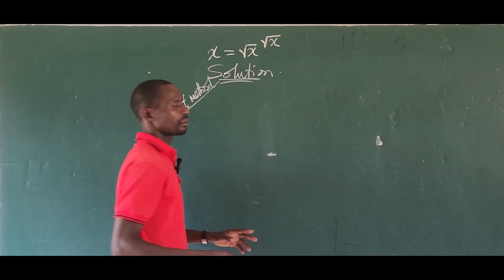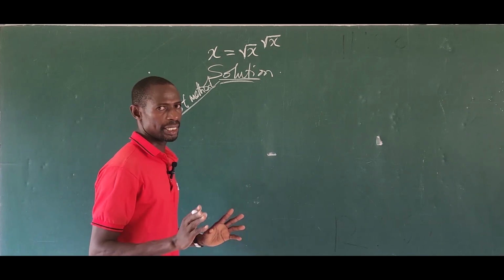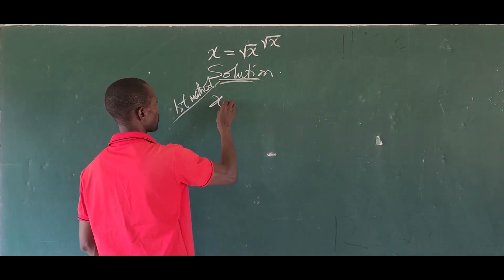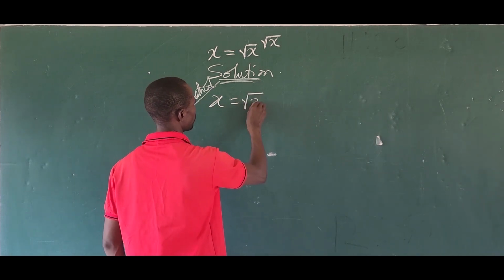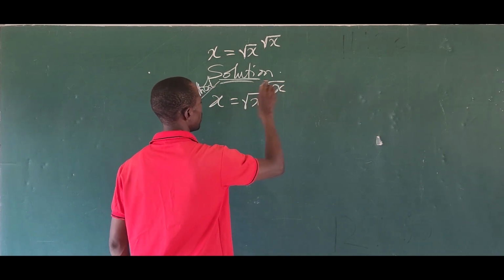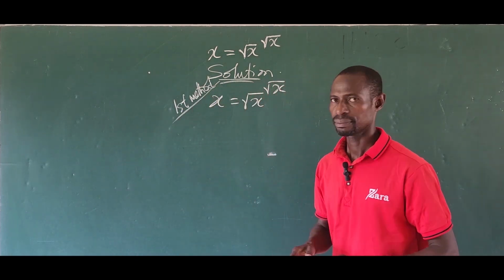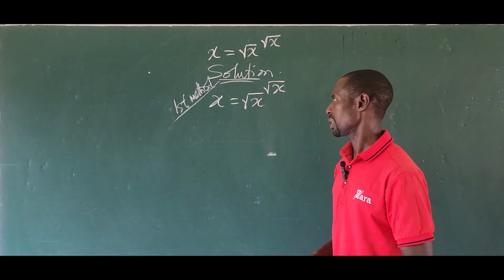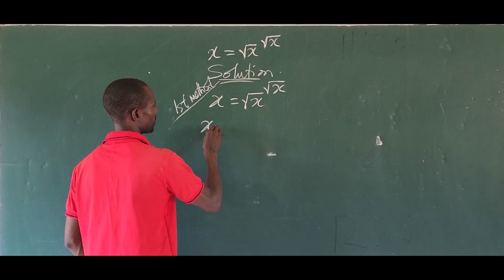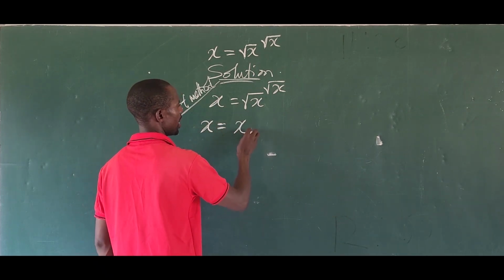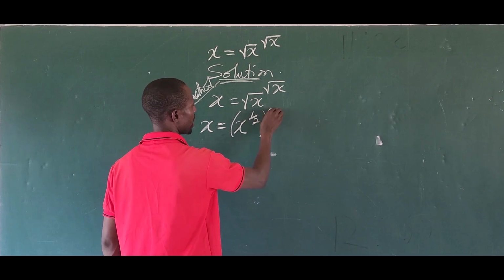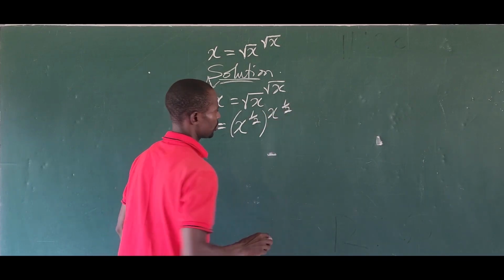All right, now the first thing we're going to do here is this. In applying this first method, let's take down the question. We have x is equal to the square root of x raised to the square root of x here. Good. We have to rewrite this radical here. So rewriting this radical, this will give us x is equal to x to the power of 1 all over 2, in bracket raised to x to the power of 1 all over 2.